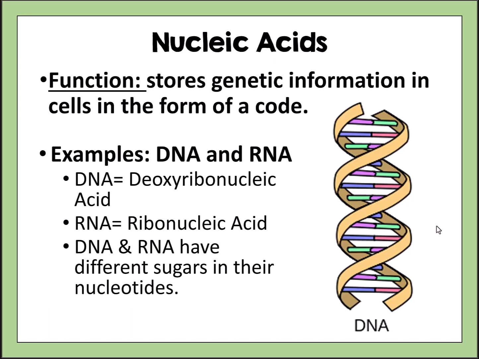DNA and RNA have different sugars in their nucleotides. And this is a model of DNA. And the sugars are found in this brown section around the outside. The nucleotides are found in the middle. And again, we'll get into a lot of detail about DNA later in the year.